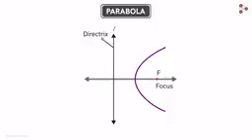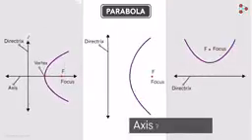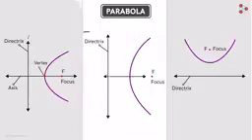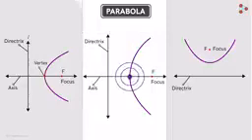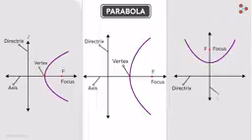This line for a parabola is called as its axis, and the point where the parabola intersects the axis is called its vertex. Note that the distance of the vertex from the directrix is the same as its distance from the focus. Okay, now can you tell me what will be the axis and the vertex of these two parabolas? For this parabola, this line will be its axis and this point will be its vertex. Similarly for this parabola, this will be its axis and this will be its vertex.